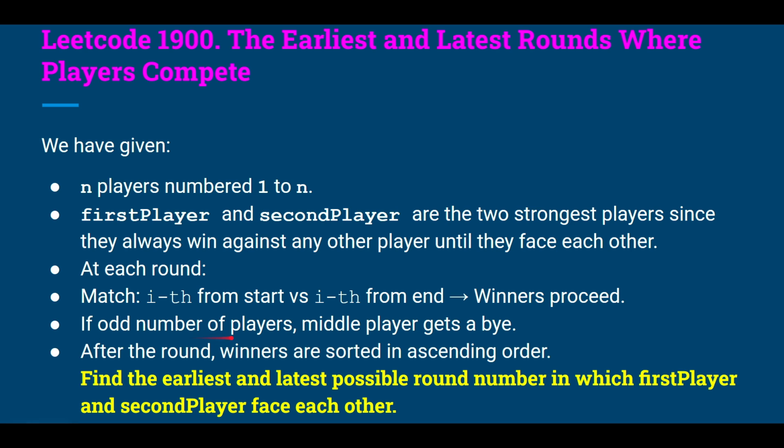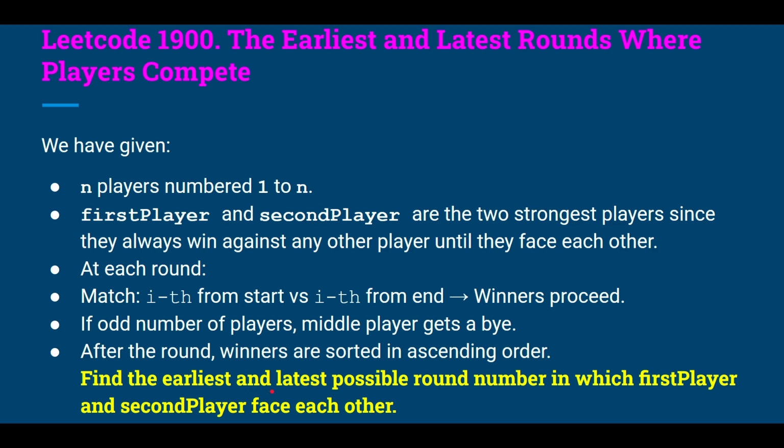If there is an odd number of players, the middle player gets a bye. After the round, the winners are sorted in ascending order again. And then we have to repeat these things at each round.